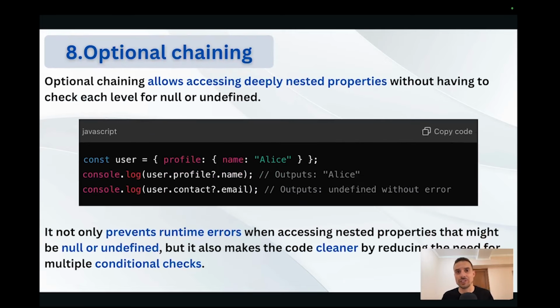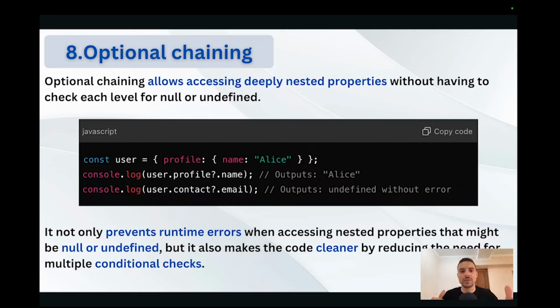Number 8 is optional chaining. Optional chaining allows accessing deeply nested properties without having to check each level for null or undefined. What I mean here is seen in the example. We have declared a user object, which inside it has another object called profile with key value pairs of name equal to Alice. And we're trying to access the user profile name in the console log, and that outputs Alice.